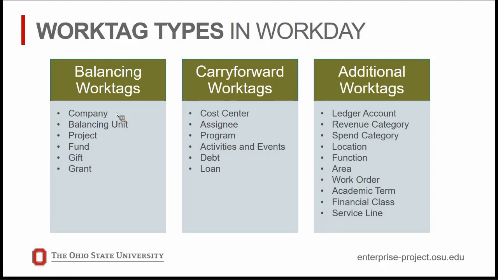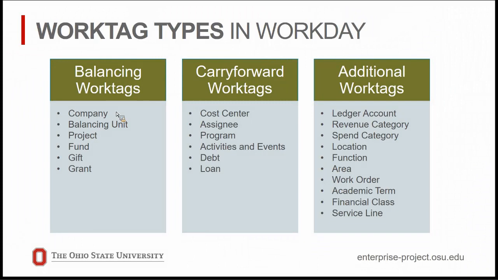Company. Company is similar to company in Great Plains or business unit in PeopleSoft. So the Ohio State University, OSU Physicians, the health system. Balancing unit, this is something new. So balancing units used to capture non-cash assets and liabilities when we can't do that on other work tag values. Projects are used to track activities that have start and end dates.